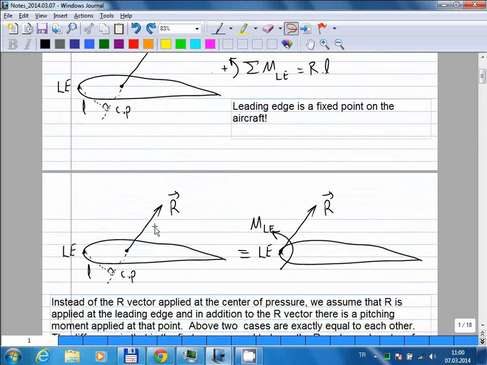Okay, so this is what we have, right? We have a force vector, and this is my leading edge point, which is a fixed point. It doesn't keep moving around throughout the flight. And as you see here, there's a moment arm, right? So this force vector will be creating a moment with respect to the leading edge, and that moment will be given by the magnitude of this force times the moment arm, and the moment arm is this L distance here.